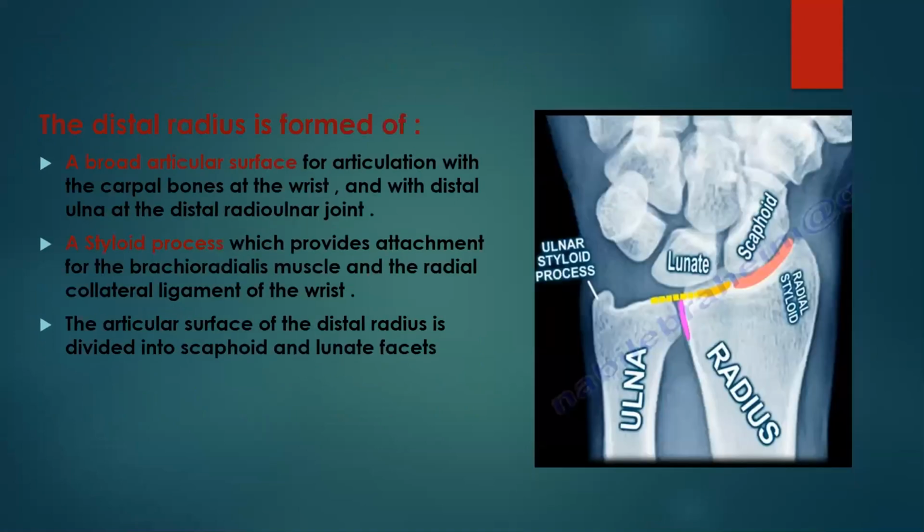The distal radius is formed of a broad articular surface for articulation with carpal bones at the wrist, and with the distal ulna at the distal radioulnar joint. A styloid process provides attachment for the brachioradialis muscle and the radial collateral ligament of the wrist. The articular surface of the distal radius is divided into scaphoid and lunate facets.